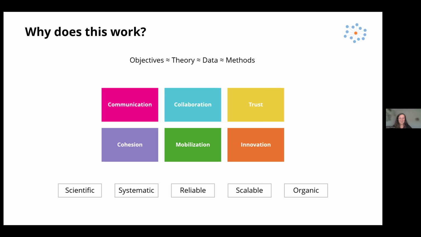So yeah, I think social network analysis offers us much more than just a methodology. It's a scientific, systematic, reliable, scalable, and organic way of looking at the world, of measuring it, and of changing it. Because most often than not, the nodes that we are analyzing are either people that are alive or organizations that are working, and all of them, or many of them, are actually interested in working together to get better outcomes.